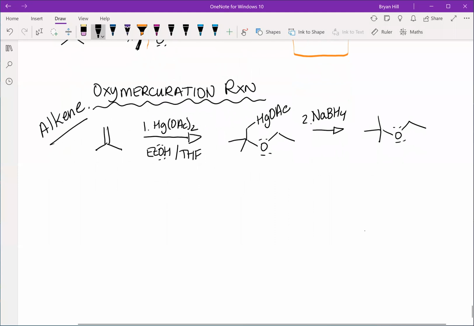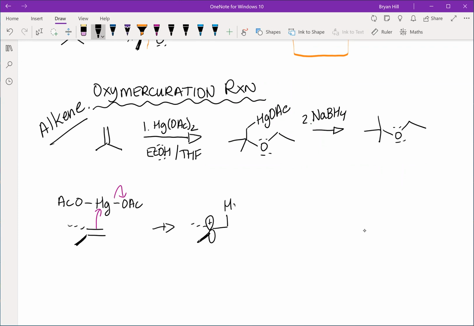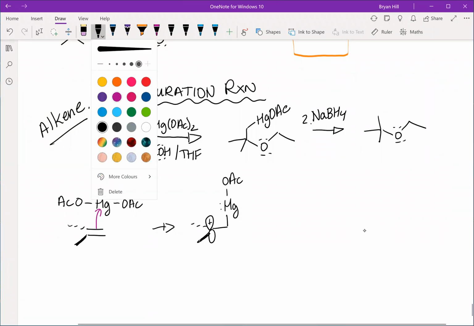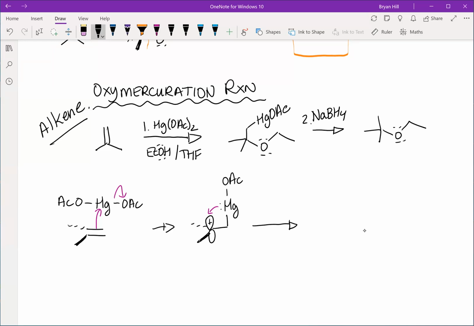So just as a reminder for the mechanism of this, we've got our alkene and our mercury. Remember, our alkene is going to be the nucleophile, attack the mercury, acetate leaves, then the mercury's lone pairs are going to attack, and I'll draw that in purple. And we're going to make our mercurinium ion.